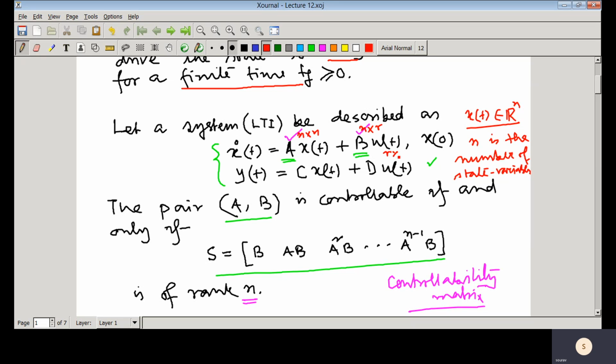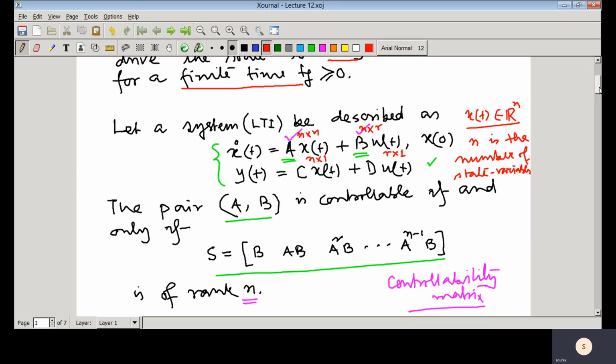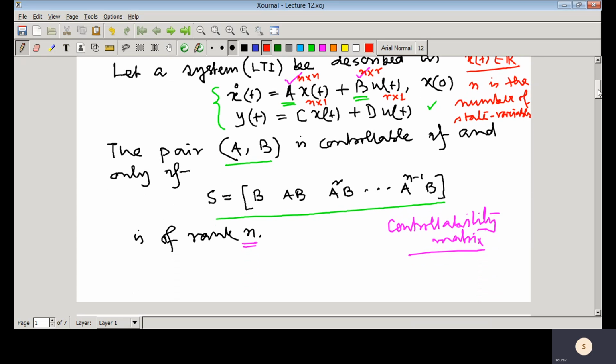If u belongs to R^r cross 1, that means r number of inputs are there. So here x, the dimension is n cross 1. If you form this controllability matrix, then that pair AB is said to be controllable if the rank of this matrix equals n. So that is actually the testing criteria. So let us see some example.